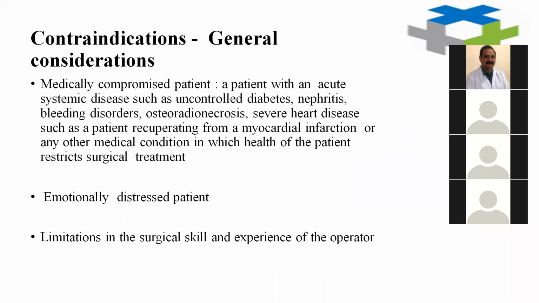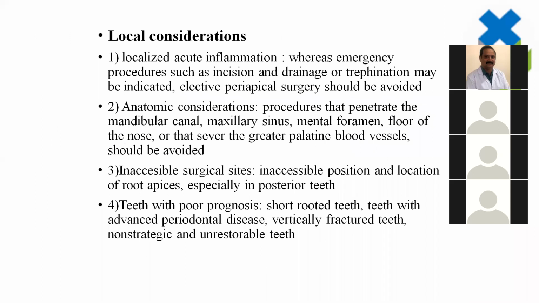There are contraindications for this surgery: an emotionally distressed or psychiatric patient, limitations in the surgical skills of the operator, and medically compromised patients, whom we cannot take up or who are relative contraindications. As a local consideration, if there is acute inflammation, we cannot put an incision, so only incision and drainage is done. Anatomical considerations: when the tooth tip is near the maxillary sinus or mandibular canal, it is better avoided. Inaccessible surgical sites, like the maxillary tuberosity, are better not ventured.